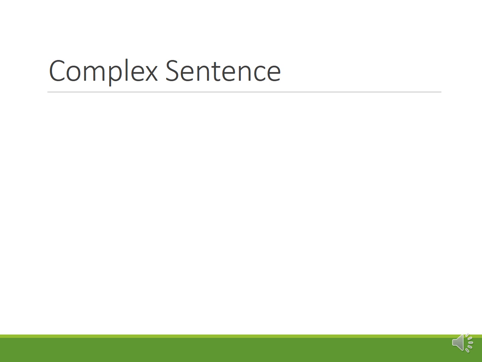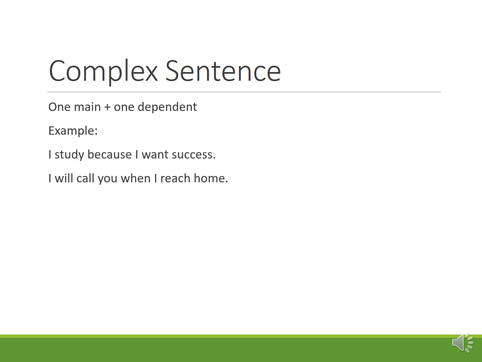Complex sentence. A complex sentence has one main idea and one dependent idea. For example, I study because I want success. Here the second part explains the reason. I will call you when I reach home. He didn't go to school because he was sick.